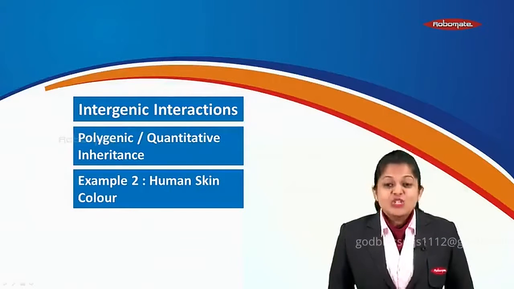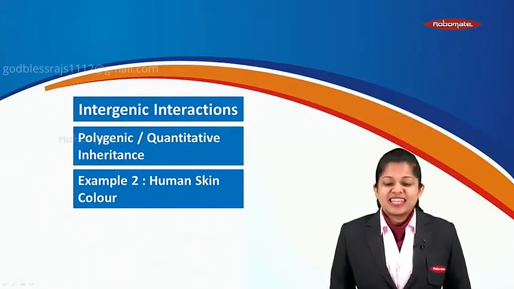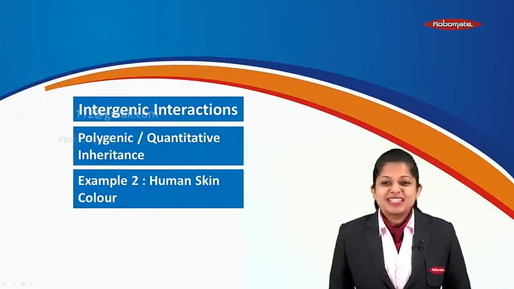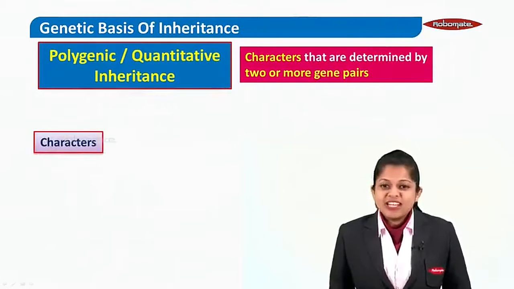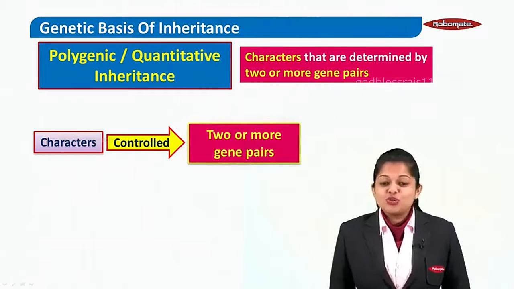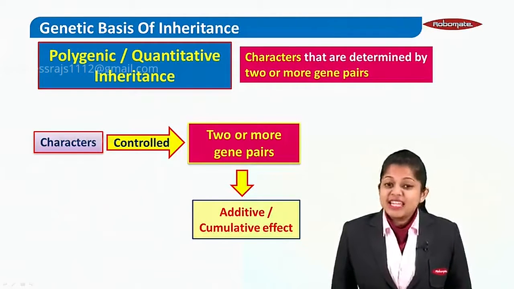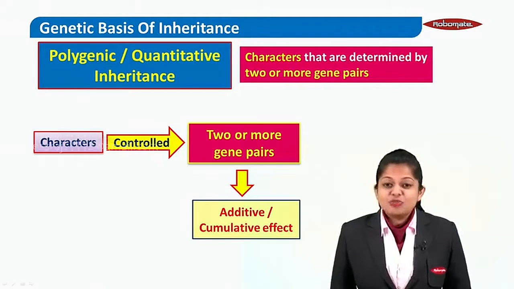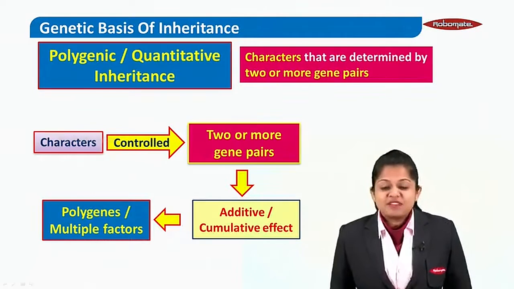Hello dear students. In this module, we are finally studying the last example of polygenic inheritance, and that is human skin color. Let us have a flashback. As we already studied, polygenic inheritance is where the characters are controlled by two or more pairs of genes, and these genes are seen to give an additive or cumulative effect. These genes that are capable of giving an additive and cumulative effect are called polygenes or multiple factors.